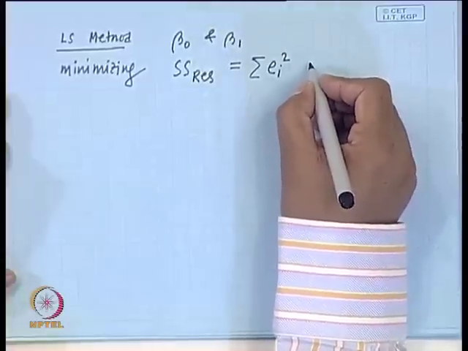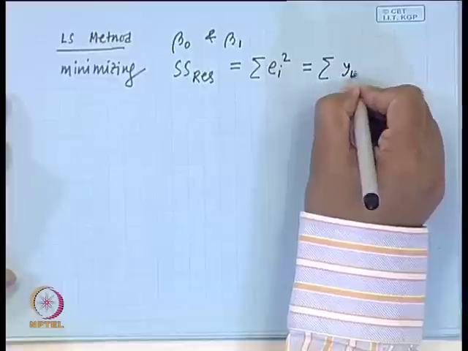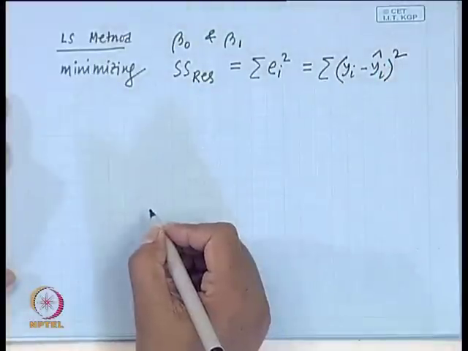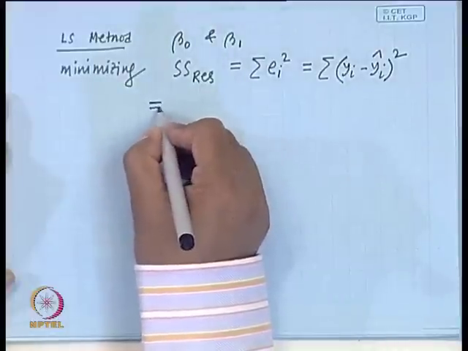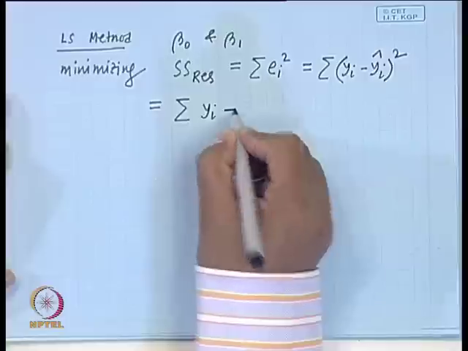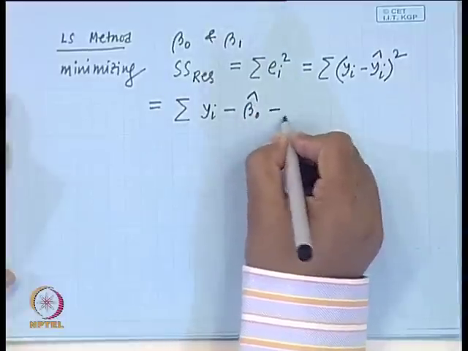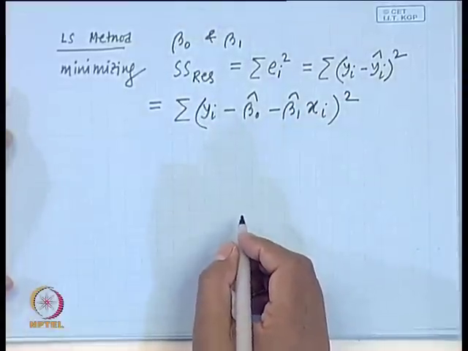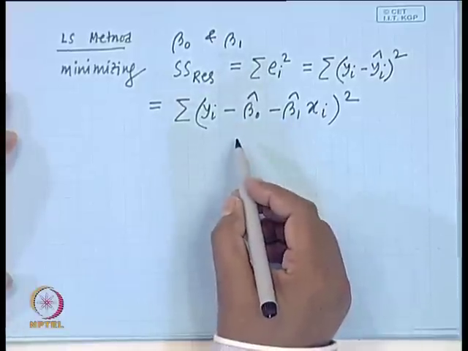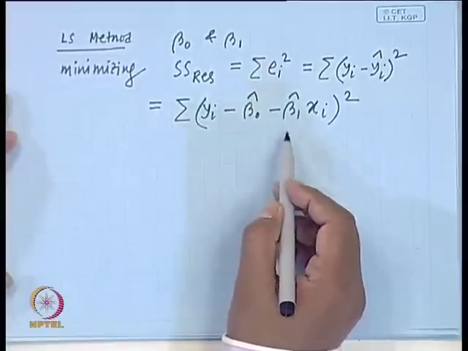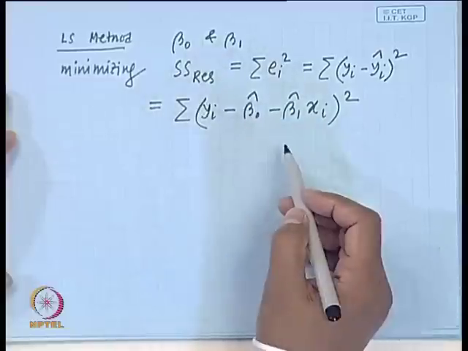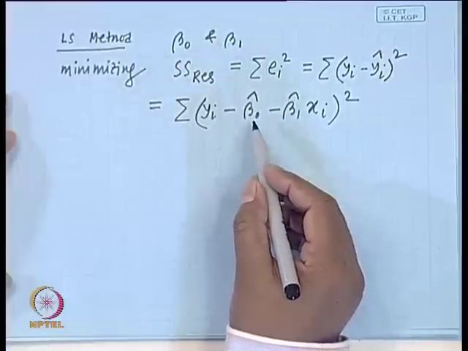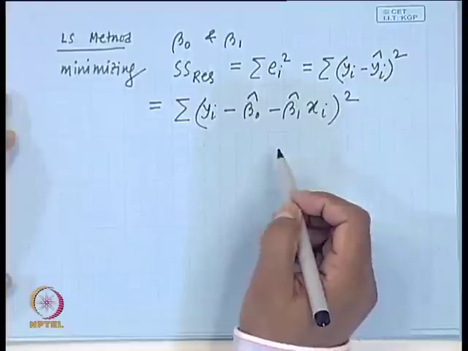This is equal to summation (y_i minus y_i hat) square, and this is equal to summation (y_i minus beta naught hat minus beta 1 hat x_i) square. So the least square method, or LS method, determines the parameters beta naught hat and beta 1 hat by minimizing this quantity. What we do is differentiate the residual sum of squares with respect to beta naught hat, and we equate that with 0, and we get the first normal equation.